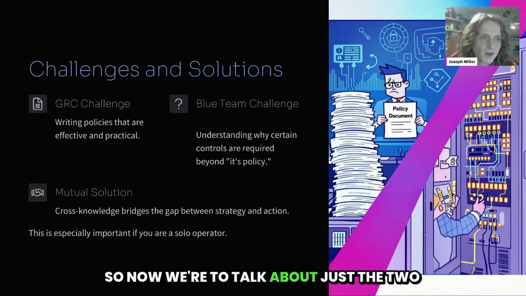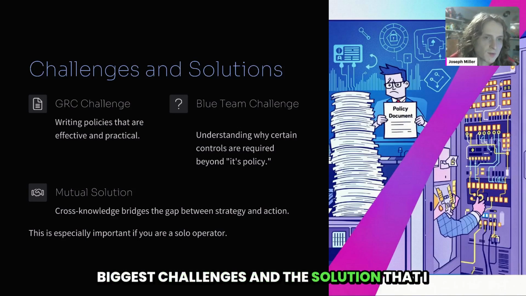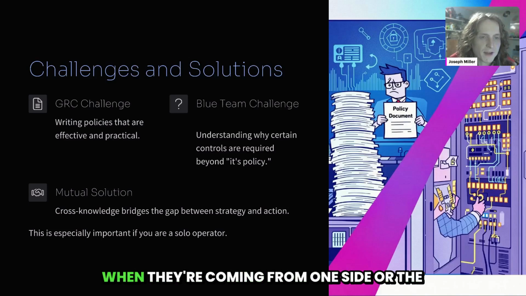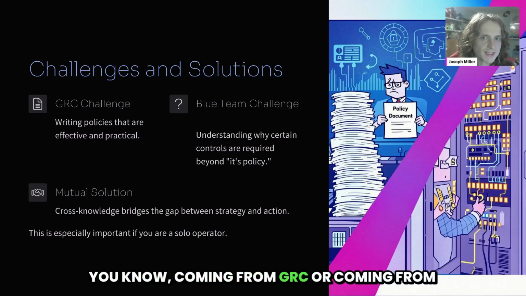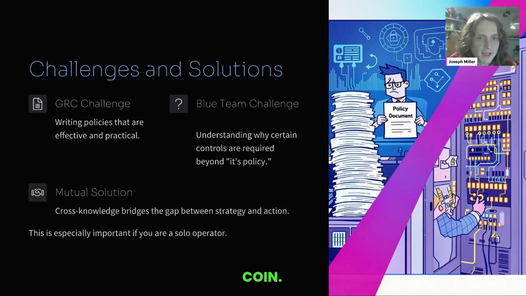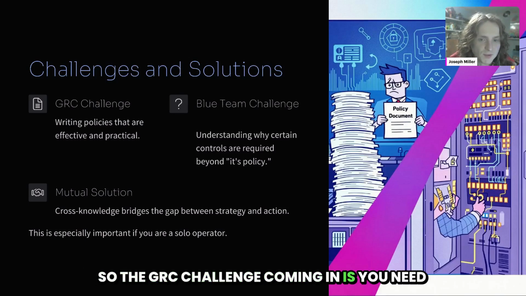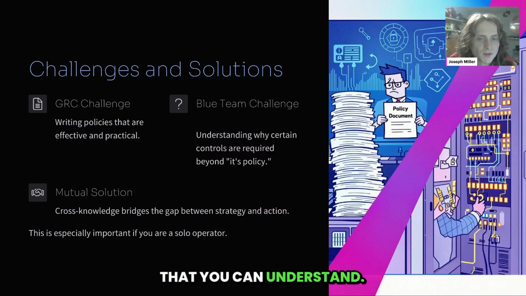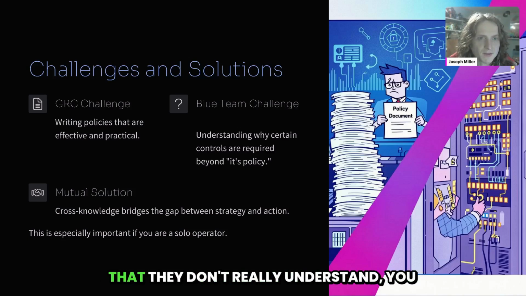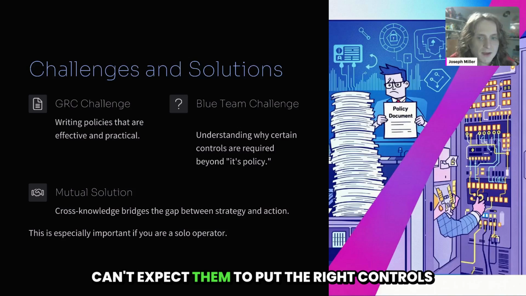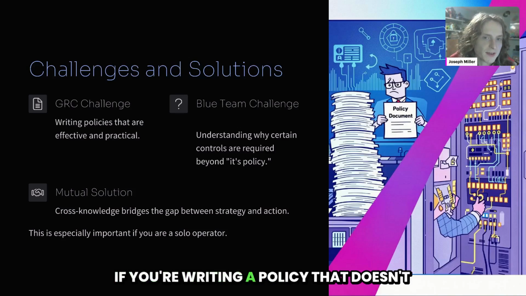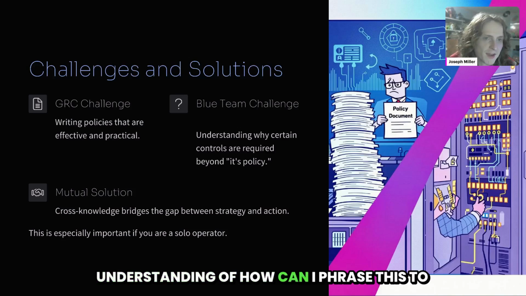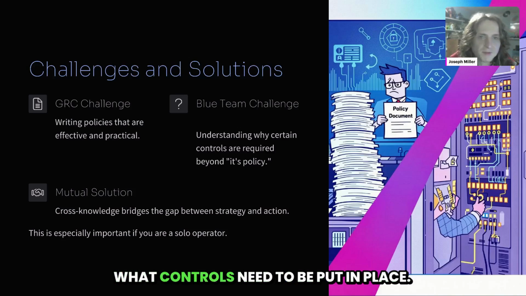All right. So now we're going to talk about the two biggest challenges and the solution that I see for people wanting to be a GRC engineer, coming from one side or the other, coming from GRC or coming from blue team. And they're two sides of the same coin, right? So the GRC challenge coming in is you need to know how to write policies that are effective and practical, but also policies that people can understand, right? If you're writing a policy to the blue team that they don't really understand, you can't expect them to put the right controls in place, right? If you're writing a policy that doesn't make sense to the users, it's the same. They can't follow a policy they don't understand. So it's important that you understand how to phrase this to the blue team so that they can understand what controls need to be put in place.